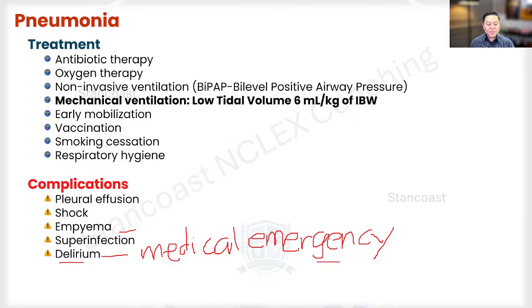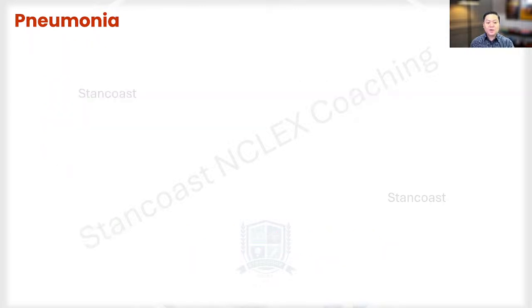Now, another complication is atelectasis, or lung collapse. This is caused by mucus plugs blocking the airways, and also the alveoli or the terminal bronchioles. Now, guys, we'll talk about the nursing assessment and interventions this time.